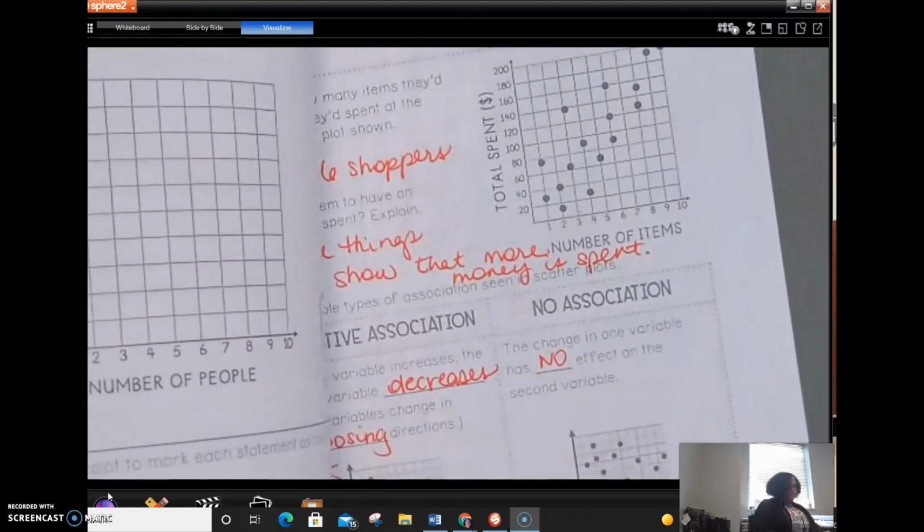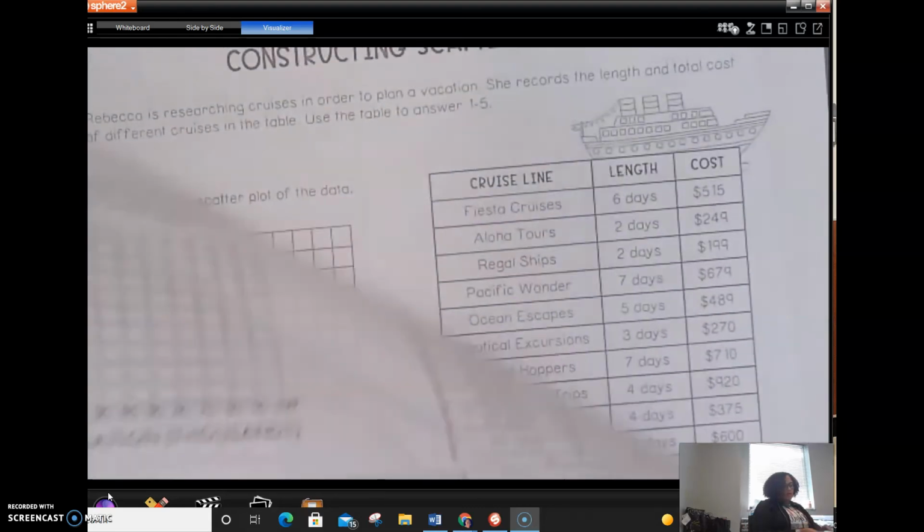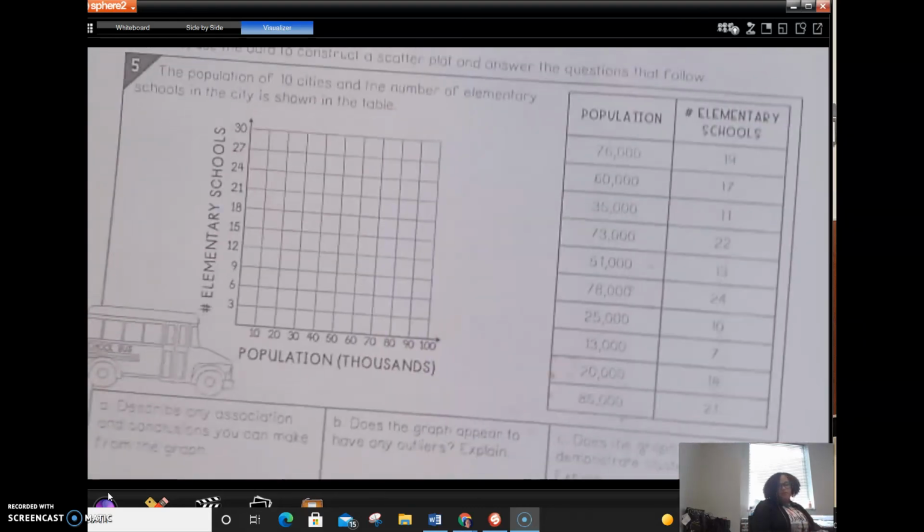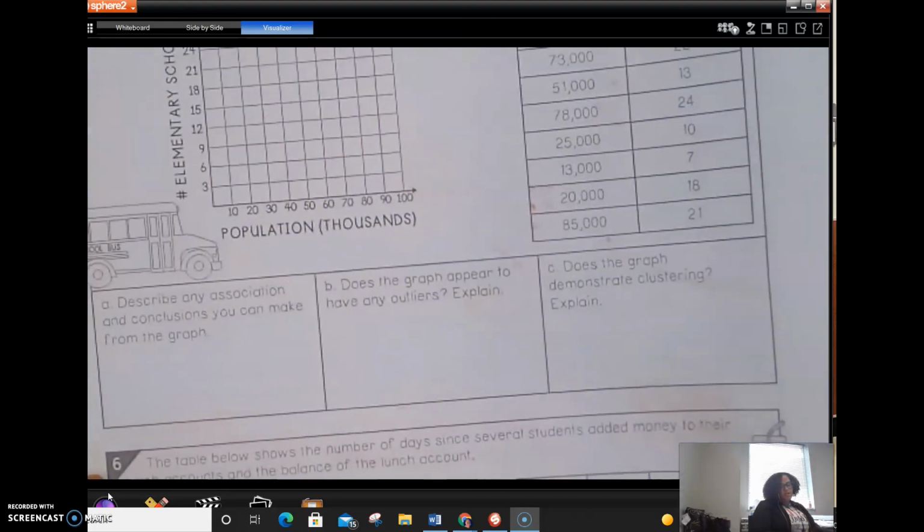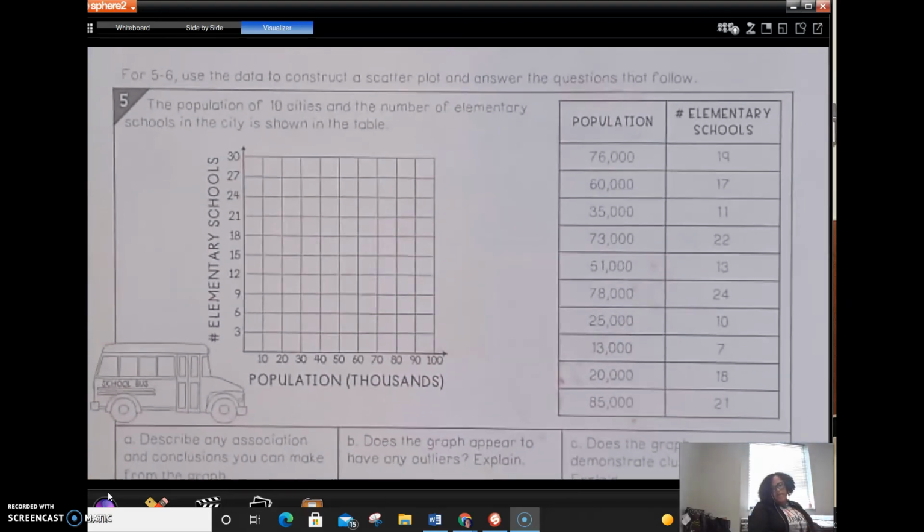All right, so let's go to the next part. My video is going to cut off. So we'll pick up here on the 3rd part of constructing scatter plots.